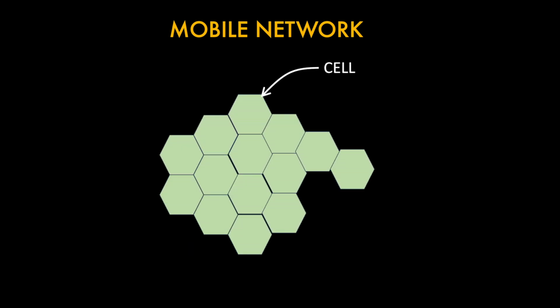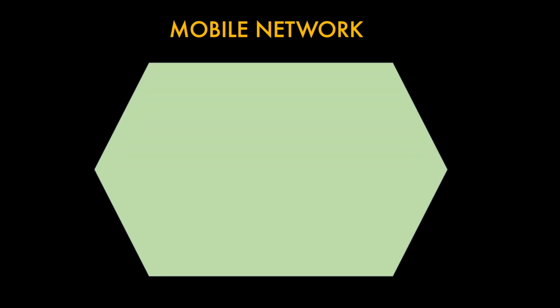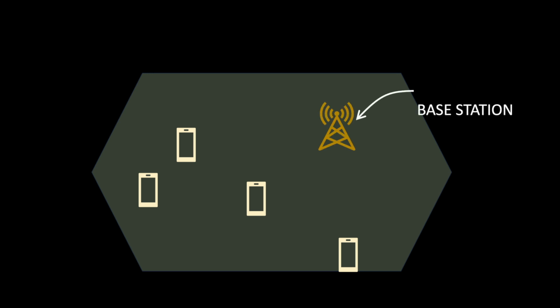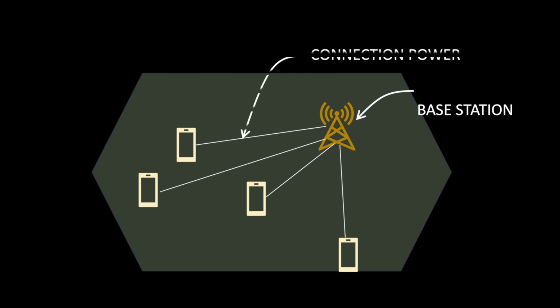Mobile networks are divided into regions called cells, each served by a base station or a cell tower. These towers connect to mobile phones via radio waves and are strategically placed to cover a specific area. The connection strength, or the power between the mobile phones and the base station, is measured in decibel. The higher the power, the better the connection.